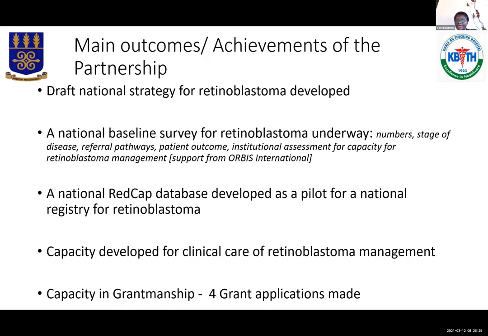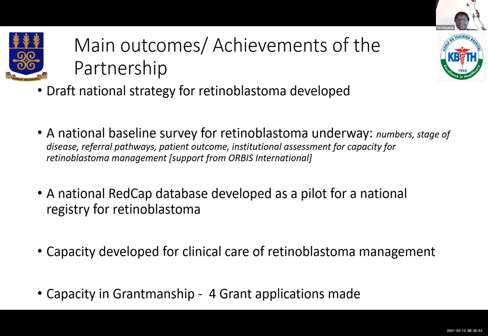The other important thing is that a national REDCap database, which is housed by my university, that's the University of Ghana, has been established. And we are piloting, that is the database that we are using to record retrospective data. But we are also piloting this database to serve as our registry for retinoblastoma going forward. And we are doing this with prospective data entry, and this is ongoing.